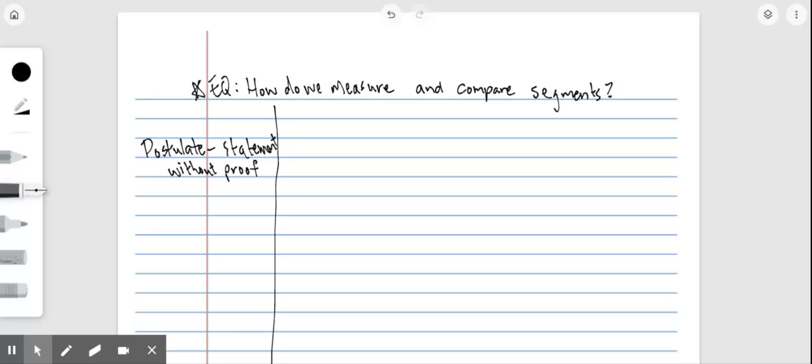Okay. So our first postulate that we're going to talk about is called the Ruler Postulate. And the words that we use in math for what the Ruler Postulate means are kind of complicated. However, it's actually just really, really simple, like something that you already know. So I'll write the layman's terms on the left-hand side.